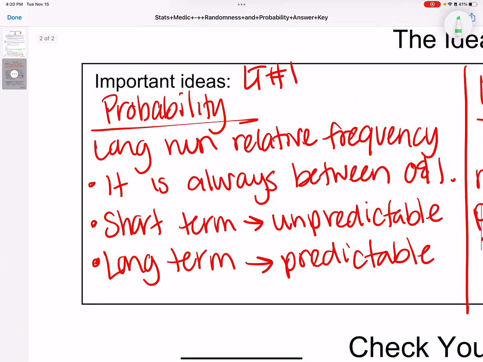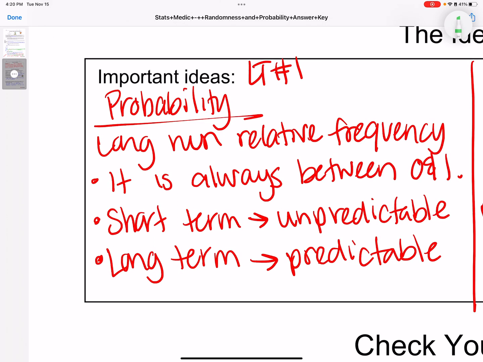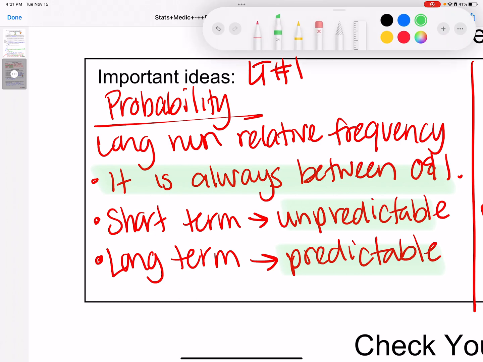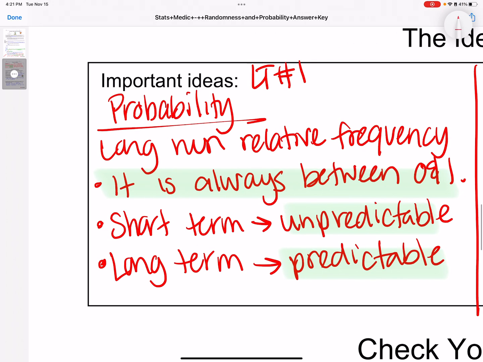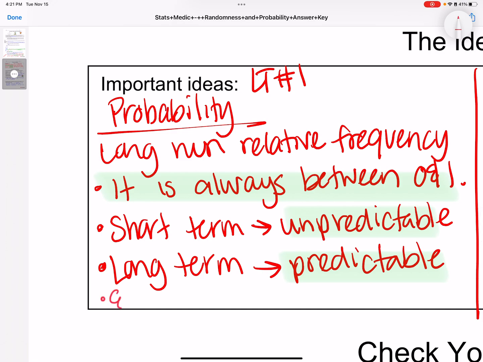So the two concepts that I want you to understand, the first on probability, is that probability is long run relative frequency. Always it's between 0 and 1. In the short term, it's unpredictable, and in the long term, it's predictable. And one thing I do want to add here is that each individual probability is between 0 and 1, and all events in a sample space add up to 1.